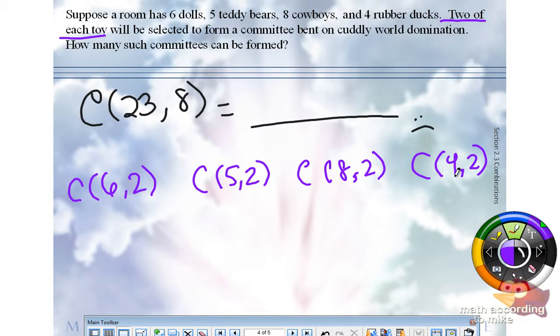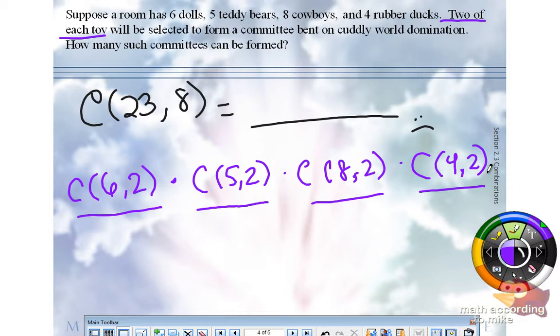Why don't we add them? What word is implied here? It's not stated, it's implied. It sounds like the word hand. And is implied. Why? Because you have to pick 2 dolls and 2 teddy bears and 2 cowboys and 2 rubber ducks. So you're going to find the 4 individual numbers and multiply them together because and is occurring here.